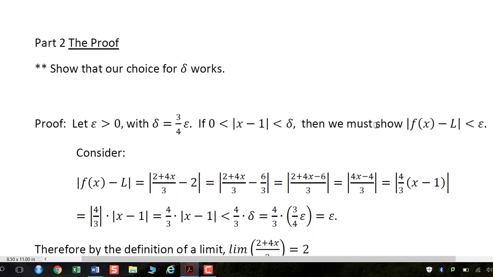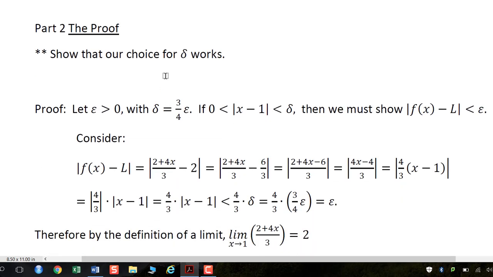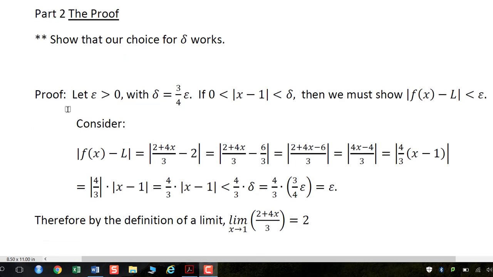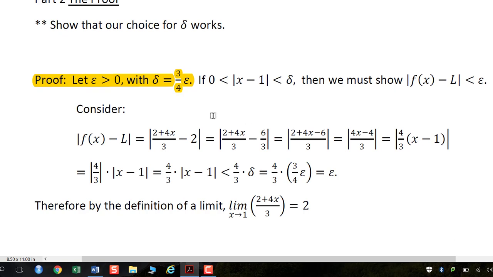All of that work was just the work to figure out what I should try for my delta. Now the actual proof. What we're doing in our proof is showing that our choice for delta actually works. When we make a delta epsilon proof, we always start the same way. Proof. Let epsilon be bigger than 0. Then we write our choice for delta. In this case, delta equals 3 over 4 times epsilon. If, then we write the x minus a part, absolute value, between 0 and delta. So in this case, if the absolute value of x minus 1 is between 0 and delta, then we must show that the absolute value of f of x minus L is less than epsilon.